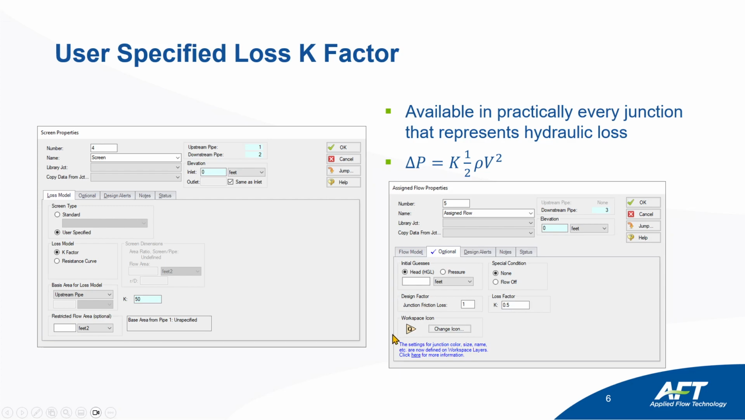There are some special cases such as your assigned flow junctions where it will appear instead on the optional tab, but they're everywhere. And it's just going to follow that simple minor loss equation: Delta P is equal to the loss coefficient times 1/2 density velocity squared. The reason that it is part of practically every hydraulic loss is that it's so generic and convenient. It's very easily applicable across a range of hydraulic problems.